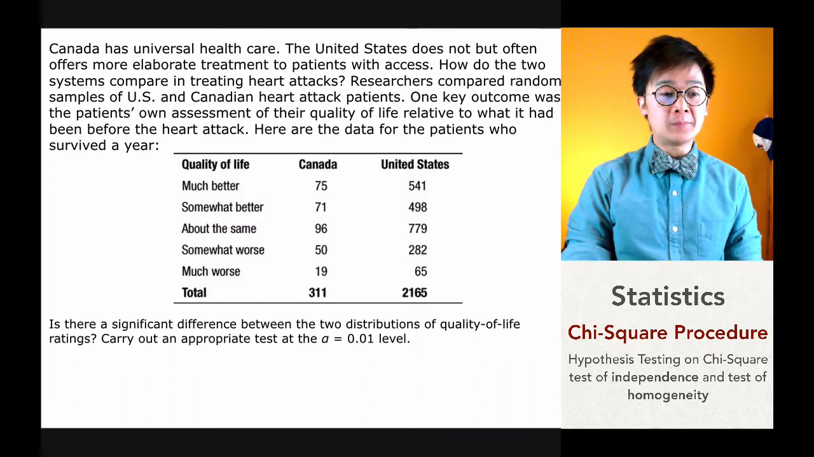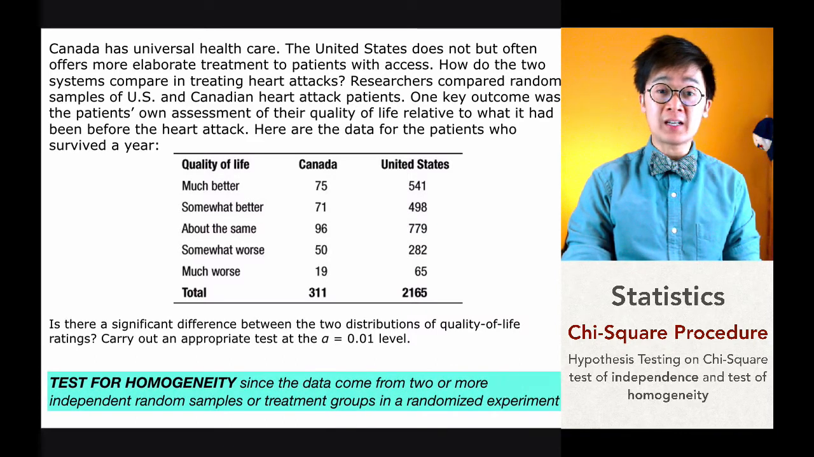Now to see if this is a test for homogeneity or a test for independence, we're going to be focusing on the sample. In this particular case, this is an example of a test for homogeneity because we have two independent random samples, and it's mentioned in our problem that the researchers compared random samples of US and Canadian heart attack patients. So we have two different samples from different countries, and they're both, of course, independent.